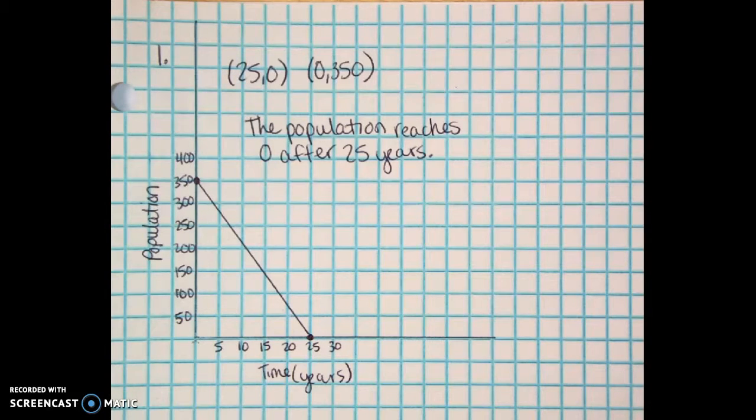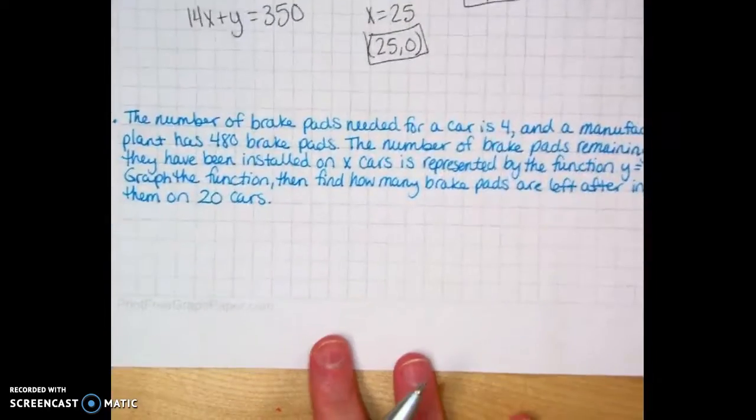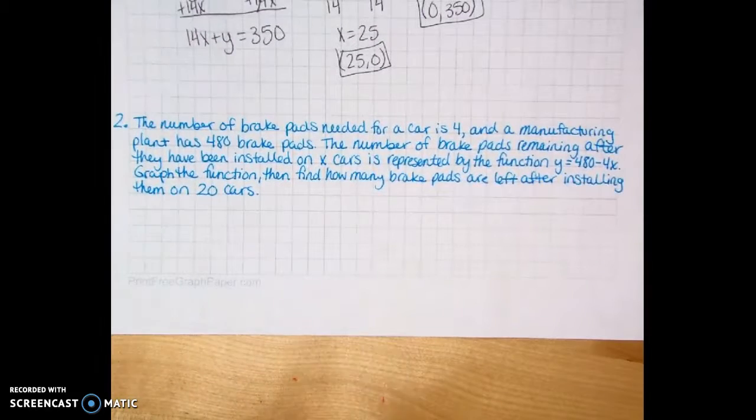We do have one more example, so I'm going to switch back to that. Okay. This one says the number of brake pads needed for a car is 4, and a manufacturing plant has 480 brake pads. The number of brake pads remaining after they have been installed on x cars is represented by the function y equals 480 minus 4x. Graph the function, then find how many brake pads are left after installing them on 20 cars.